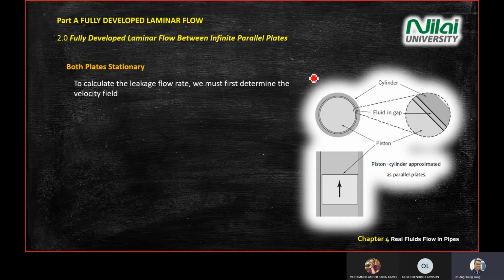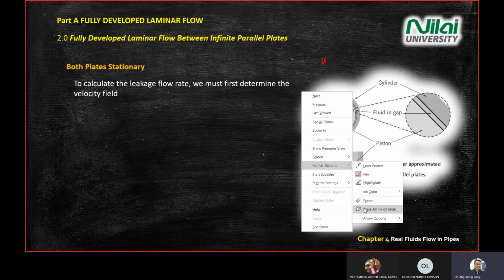Then to calculate the leakage flow, or the flow flowing through the gap when the engine is moving, we will start with the velocity field. It is U. We are going to start deriving the equation now.